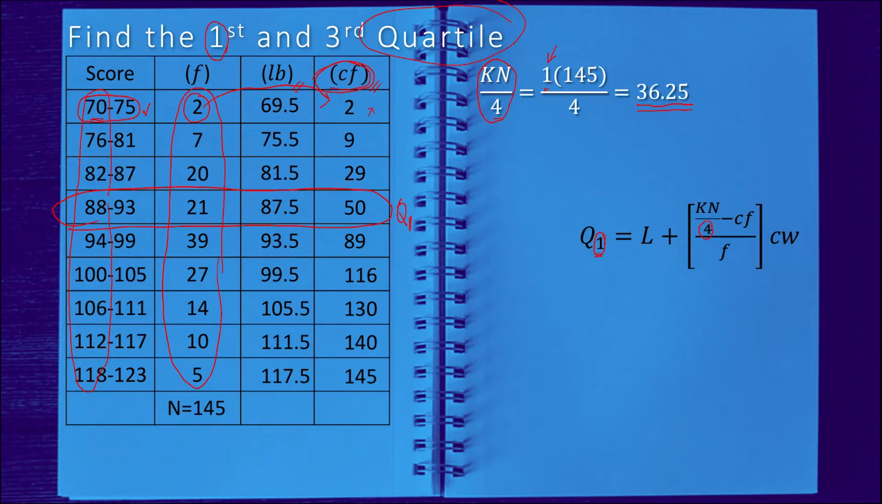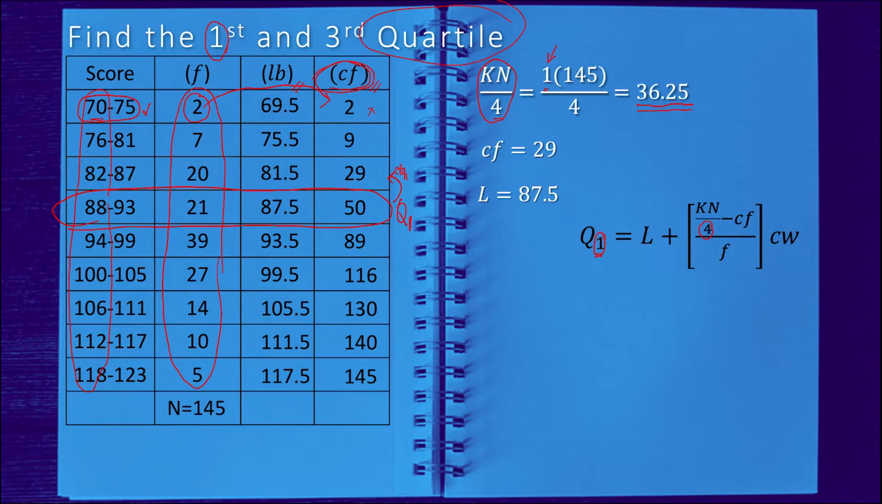Sa class na to. Now, next natin, i-identify na natin lahat ng given na pwede natin ma-identify. First is the CF. Okay, the same thing. CF is the cumulative frequency before. Therefore, kung ito po ang ating quartile 1, before sa kanya, that is 29. That is CF of quartile 1. Lagyan lang po natin ng symbol. CF of quartile 1.